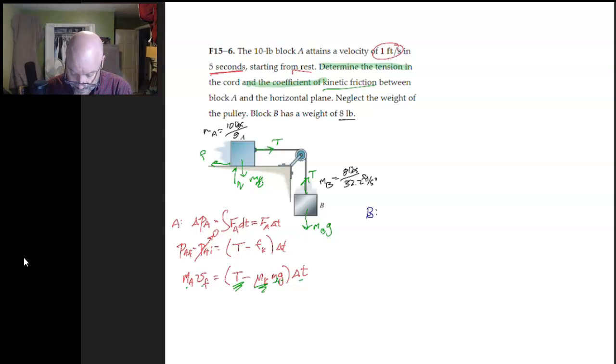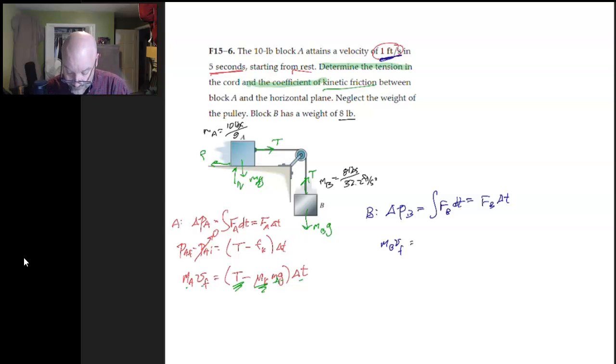So let's look at block B. We'll do the same sort of thing. We're going to say delta PB is the integral of FB dt. All our forces are constant again, so that just becomes the total forces acting on it. PB, same sort of thing. It's starting from rest, and so my delta PB is going to turn into MA. Not MA. How about MB times V final. And once again, we know that's there.